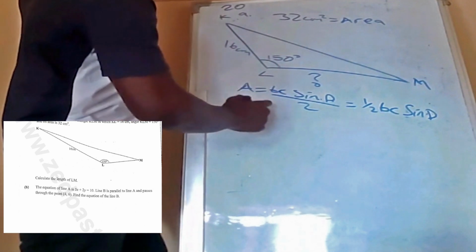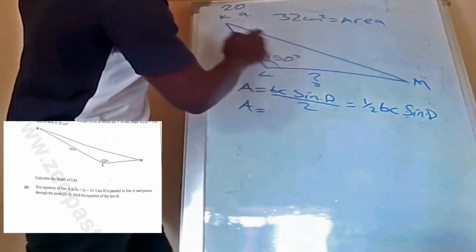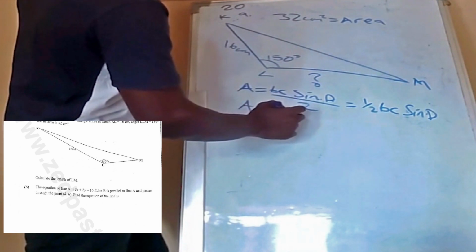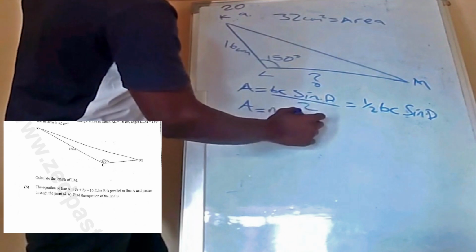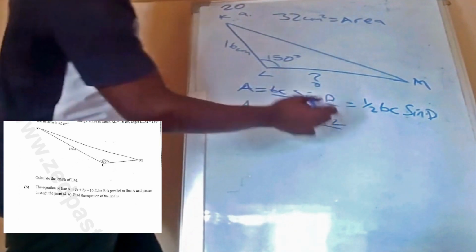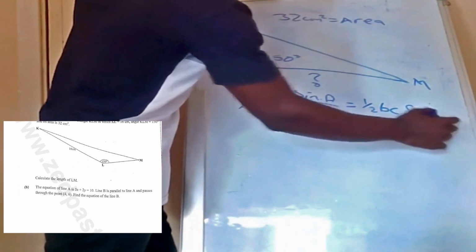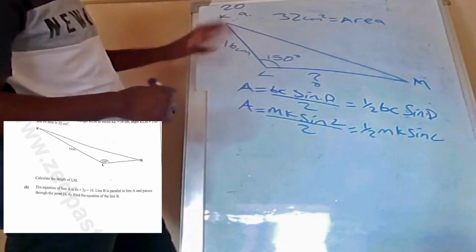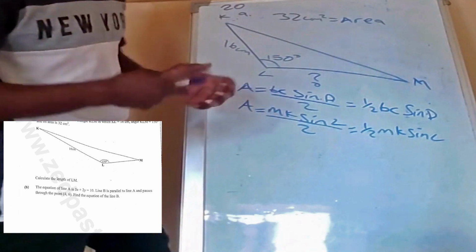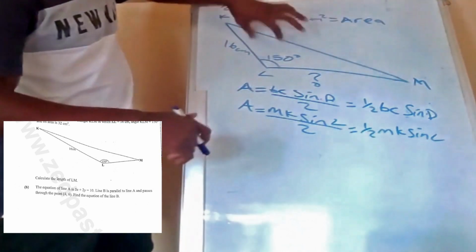So in this case, our area is equal to, so this is M, this is K, this is L. So we're going to say MK sine L over 2, or we can write it the other way as half MK sine L. Okay, so now what is our M, what is our L, what is our K, and what is our sine 150? I believe everything else is simple, but the challenge that you might face is finding sine 150.